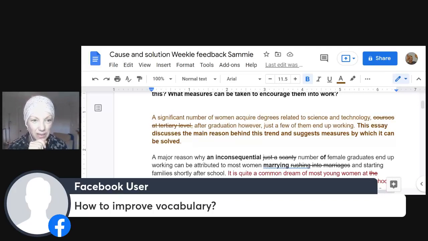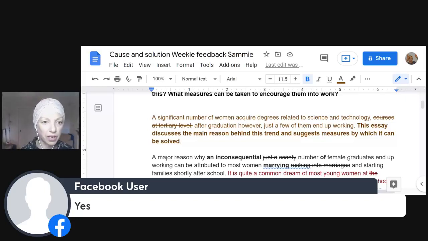Would you like me to show you a sample band 9 essay? Would you like that? I'll show you a sample essay if you like, and I will highlight the synonyms. Let me do that. You want to be learning like 1 good synonym per word. So someone said yes, good. Then I will show you 1 good synonym per word.